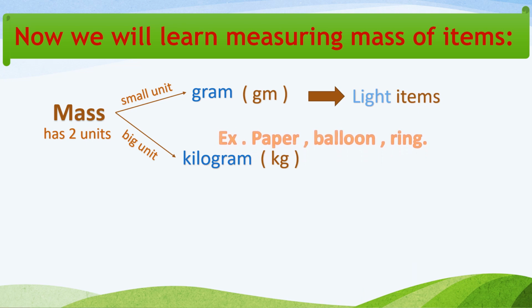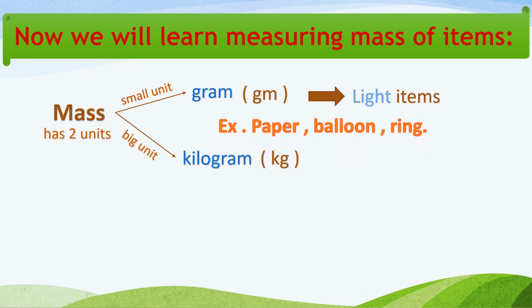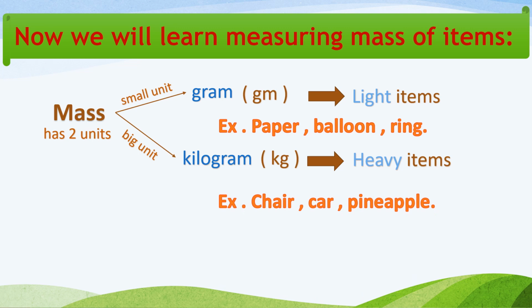Gram is used for light items. For example, paper, balloon, and ring. Kilogram is used for heavy items. For example, chair, car, and pineapple. And you should know that 1 kilogram equals 1000 grams.